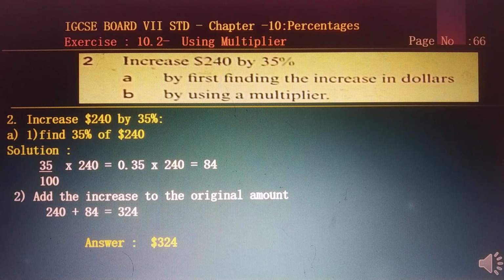Question number 2: increase $240 by 35%, A and B. A is finding the increase in dollars, B is using the multiplier. First, A: find 35% of $240. 35% of $240 means 35 upon 100 into 240. We are getting 0.35, and multiplied by 240 we are getting 84. Add the original amount: 84 plus 240, we are getting 324. Final answer is $324.